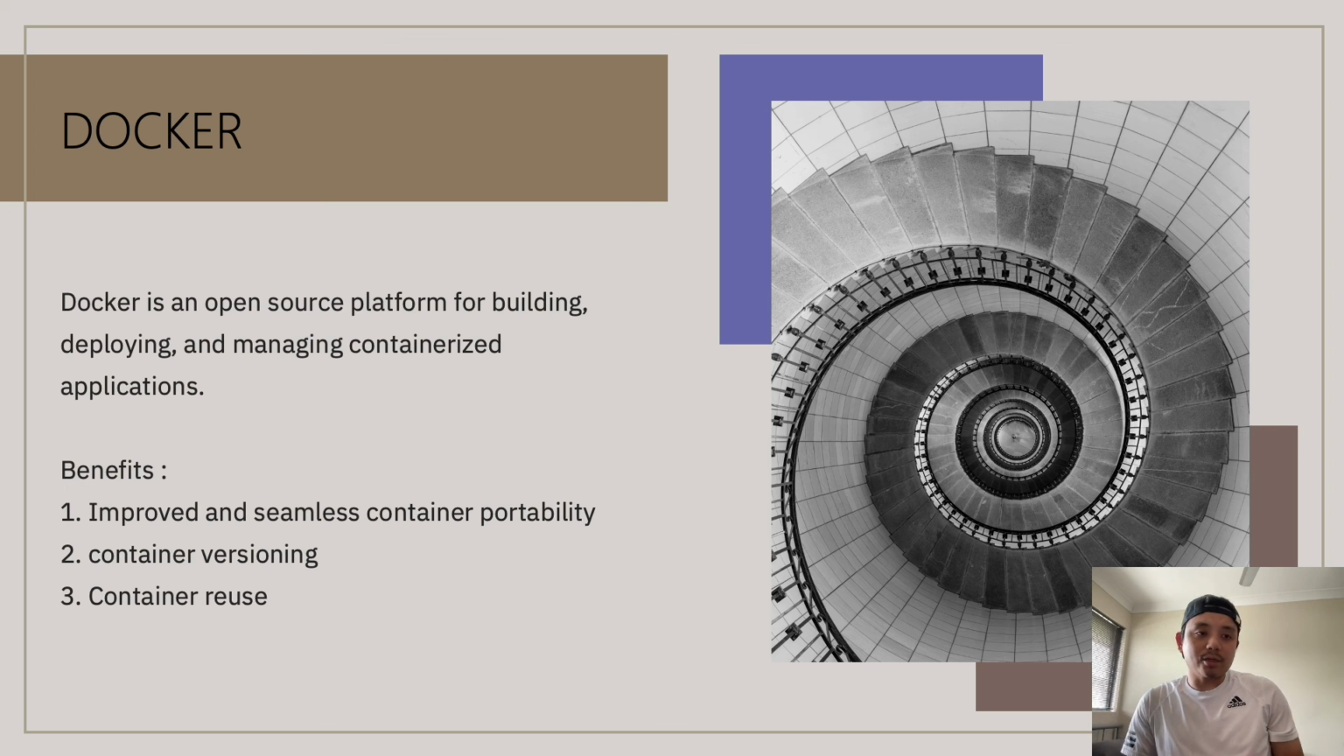On the other hand, Docker is an open platform for developing, shipping, and running our applications. Docker enables us to separate our application from the infrastructure so that we can deliver the software quickly. A few benefits are improved and seamless container portability. The second is container versioning, and the third one is container reuse. We have written detailed benefits about Docker, and why Docker is important, in our report.